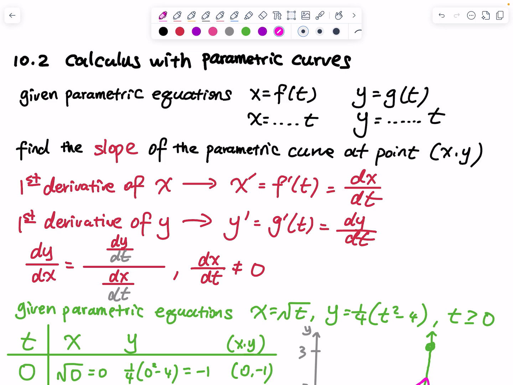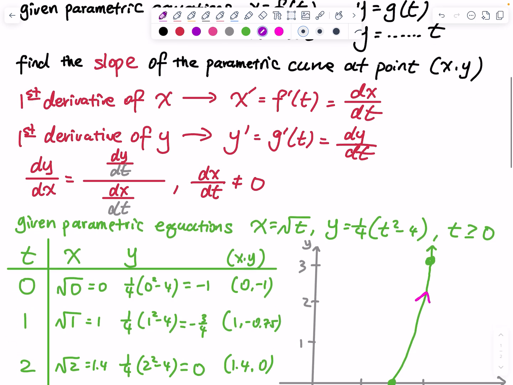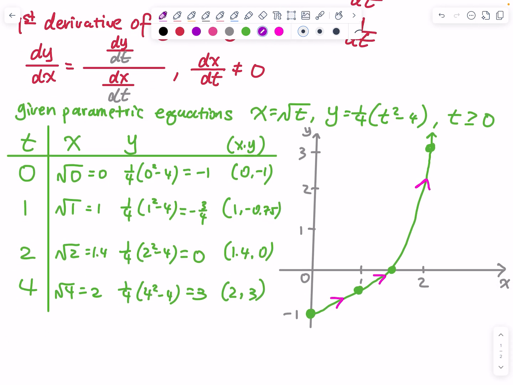Okay, let's do some derivative. Let's do a point. How about the slope? Can you tell me the slope at the point 2 comma 3? This point right here. This is 2 comma 3. At that point, what is the slope?